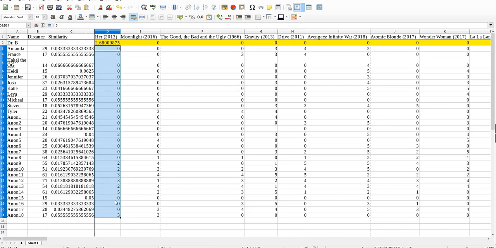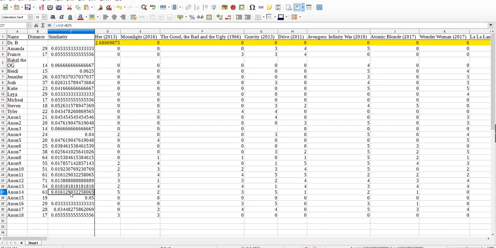I don't include the people who didn't see it, but I take their ratings and weight them by how similar they are to me. So even though anonymous number 14 loved her, they are only 1.6% similar to me. So they count a lot less than anonymous number 4 who saw the movie and gave it a 2 because they are 4% similar to me, which is still not very similar, but it's a lot more similar than anonymous number 14. So their opinion counted more than anonymous number 14.